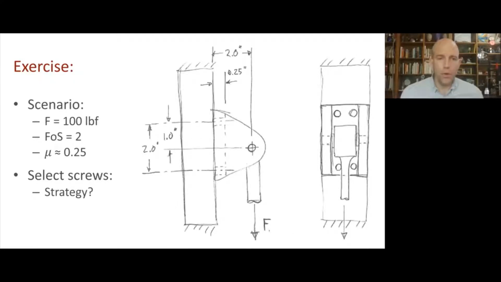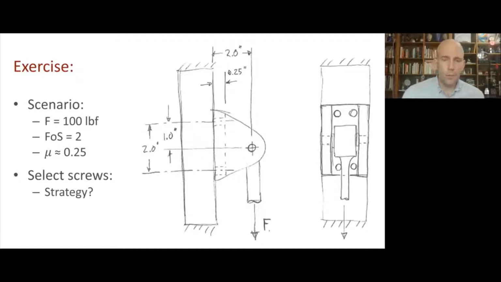So we want to pick screws that we're going to put in these 4 holes to connect the bracket to the wall. And the first thing I want you to think about before we do any analysis or math is, what is your strategy going to be for selecting these screws?